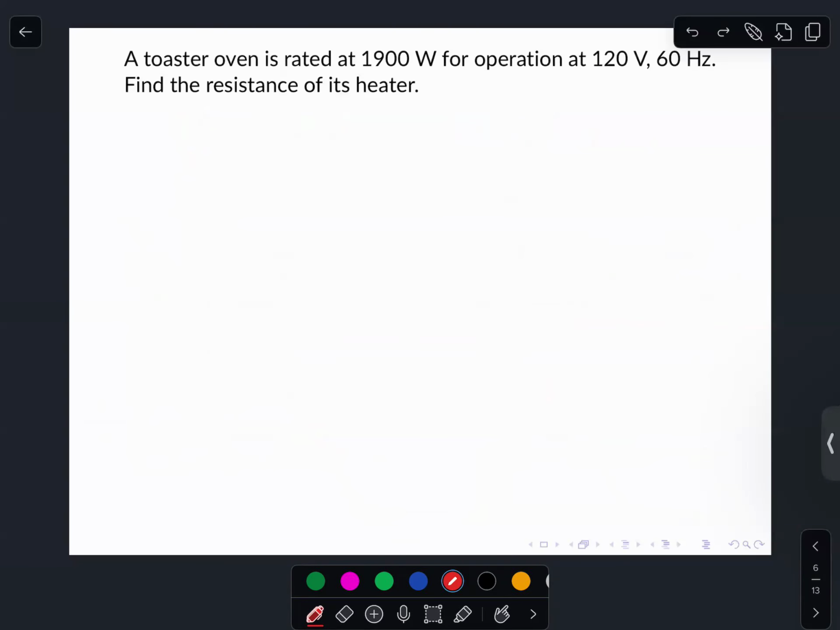Tell me this. Riddle me this, Batman. I'll tell you that volts times amps in RMS way of writing is 1900. Can you find the resistance of this heater? Use the formulas that we've got down. P equals VI and V equals IR.